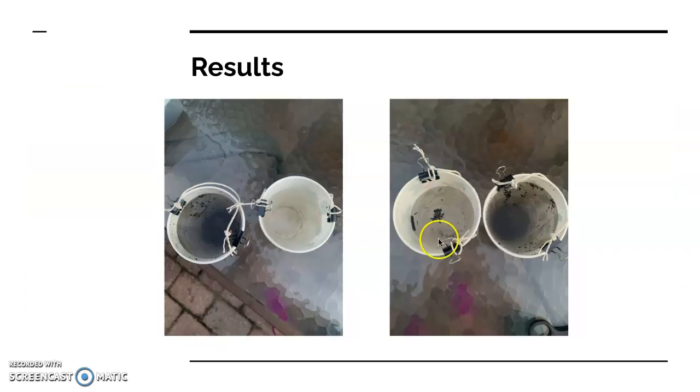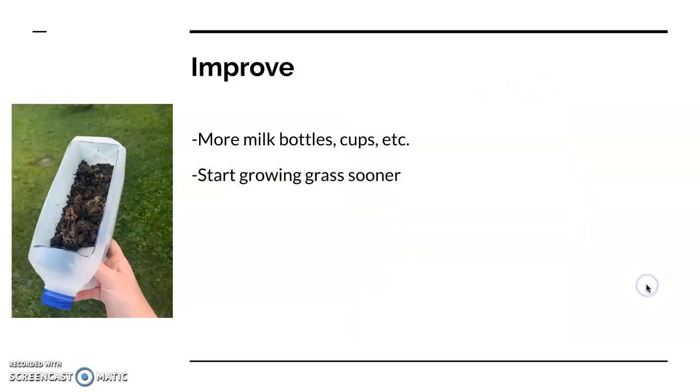Okay, so here were pictures of the actual results. This cup is from the grass and the roots. This cup was from just the soil. And then I compared over here. This was the soil cup after it had settled a little bit compared to the one with the rocks on top. So, ways to improve.